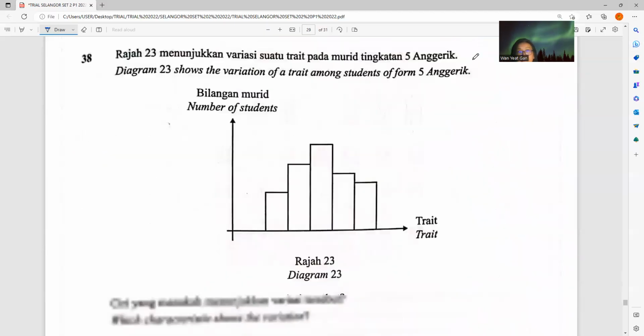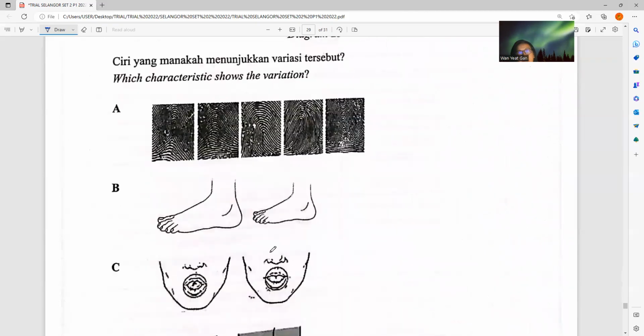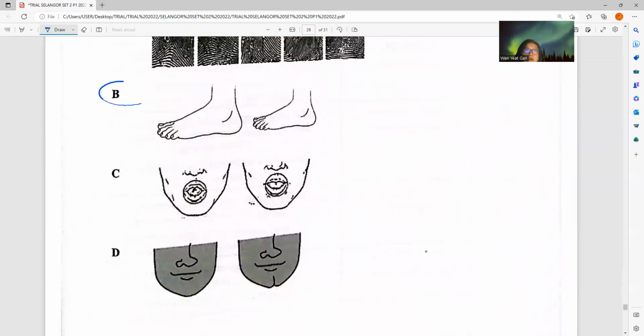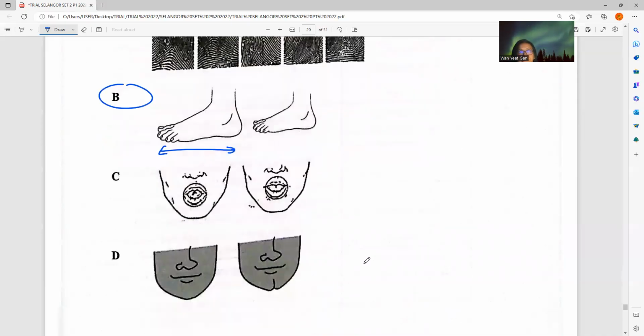Okay, 38. Diagram 23 shows the variation of a trait among students of Form 5. Which characteristic shows the variation? Now this is continuous variation. So you can see a histogram here. Okay, so continuous variation means, here the answer is B, because you can measure the length of your feet. It can be graded. Whereas A, C, and D are discontinuous variation, yeah? Okay.